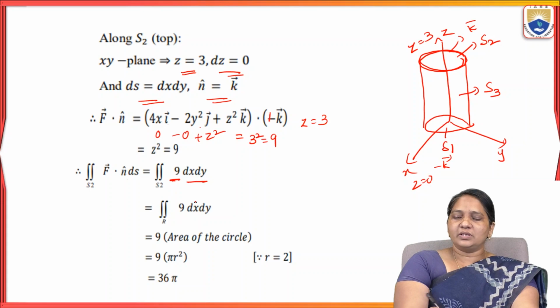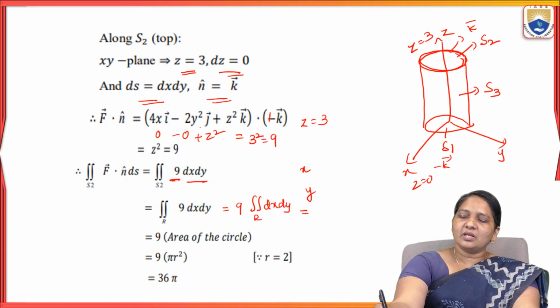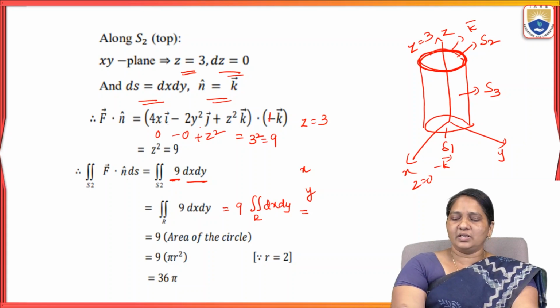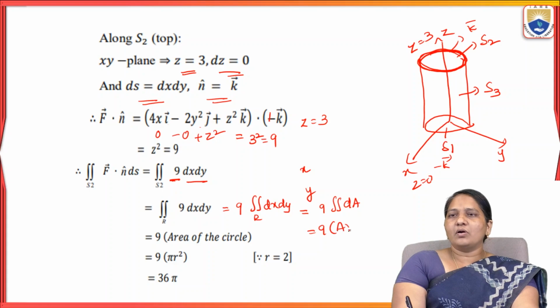To evaluate this integral, we should know the x and y limits. Otherwise, if you know the area of the circle, this will be easy for us. Here 9 is the constant. The double integral over R of dx dy is nothing but the area. So what is the area of this surface? This is like a circle, so this is the circle area. We can take this as dA, which is nothing but 9 into the area of the circle.